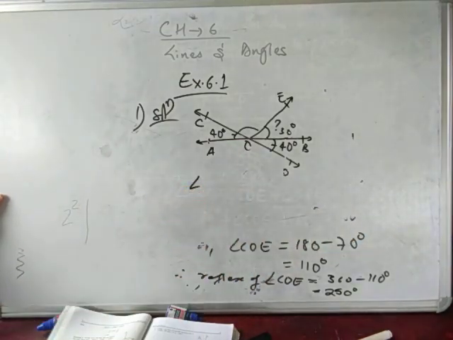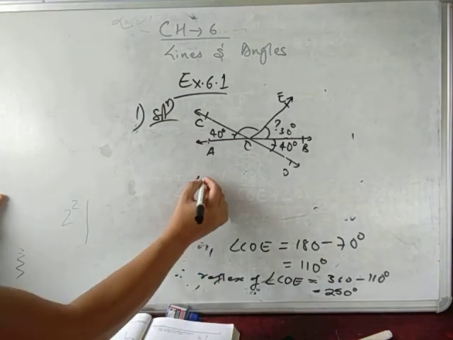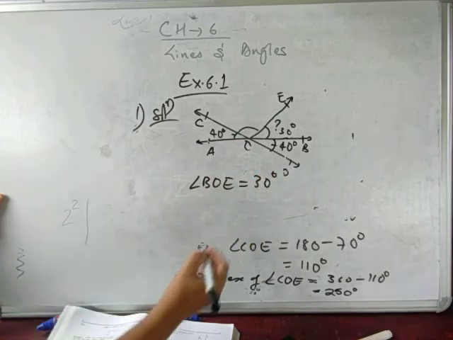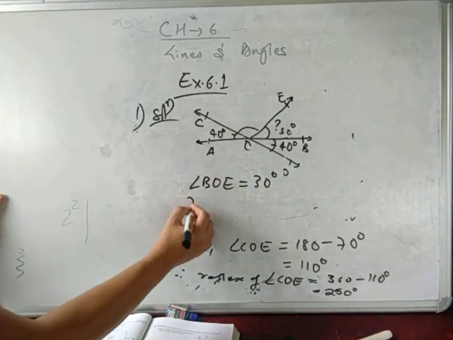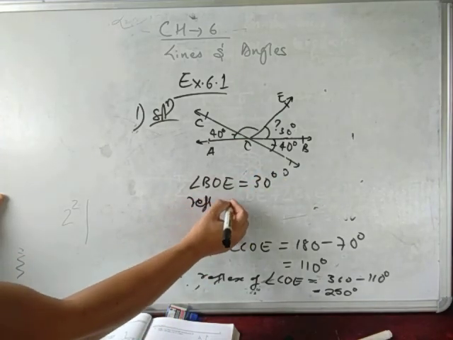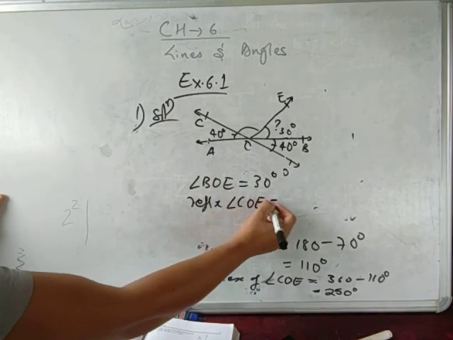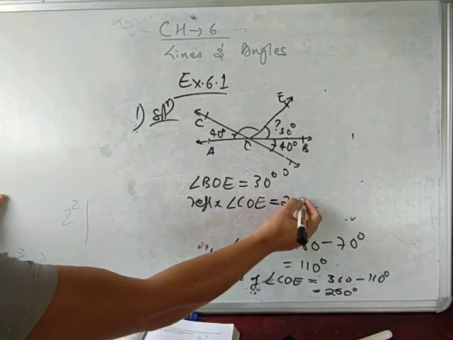So the answers are angle BOE equals 30 degree and reflex of angle COE equals 250 degree.